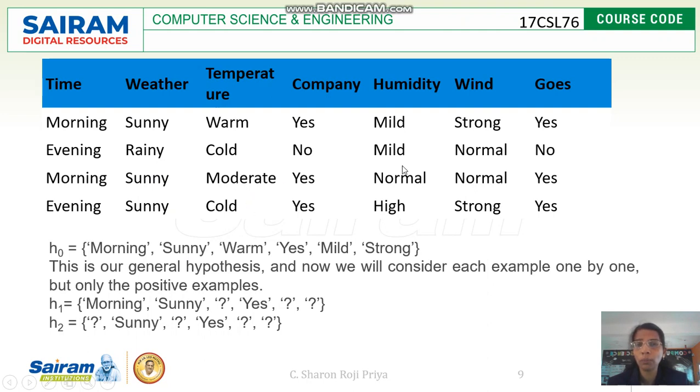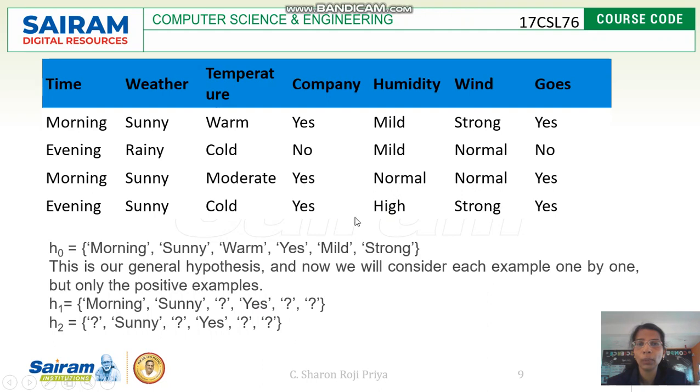Moderate or warm, but both are positive examples, so I'll put a question mark. It can be anything, general hypothesis, right? Next attribute is yes. In the hypothesis also it is yes. So here it is yes.